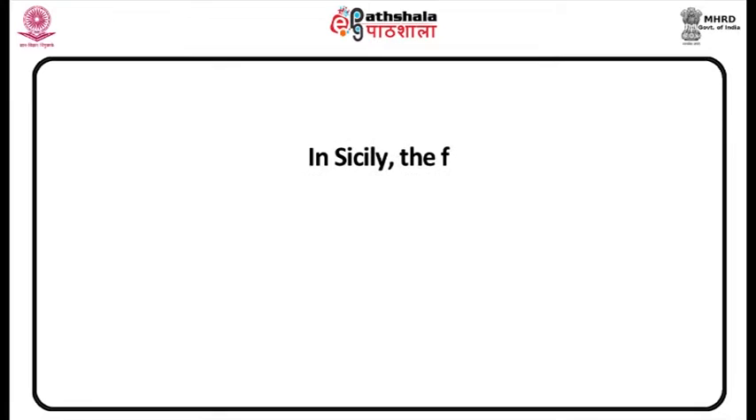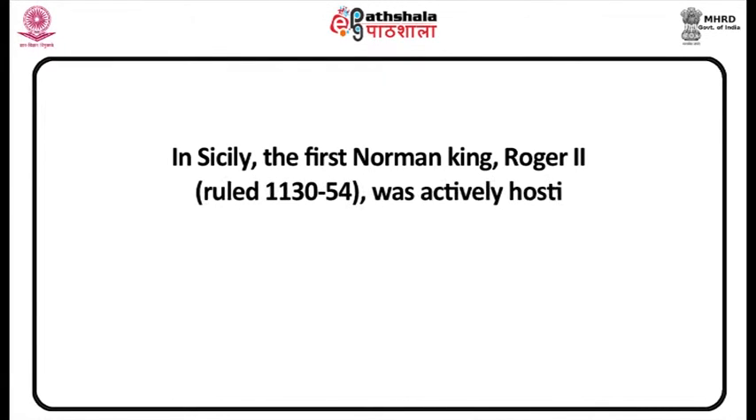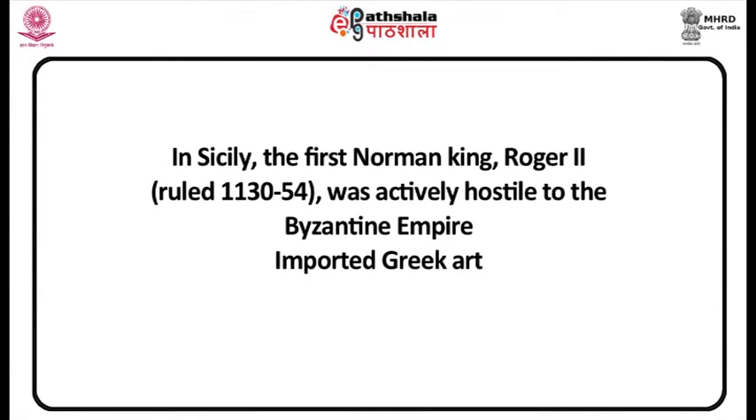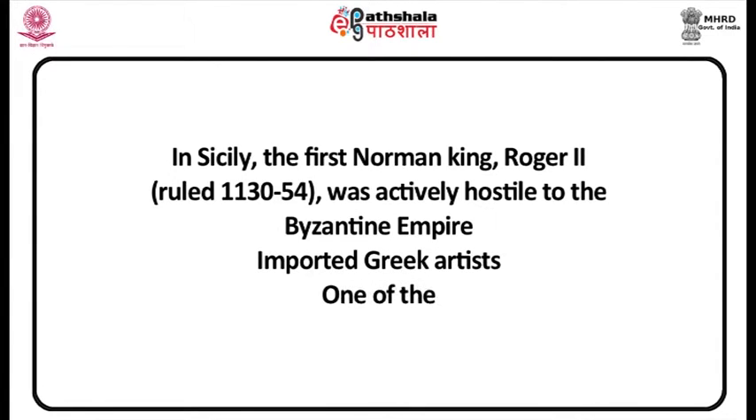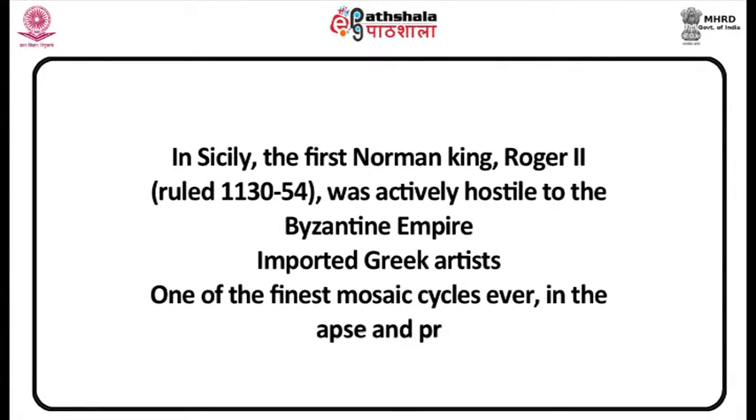In Sicily, the first Norman king, Roger II, who ruled 1130 to 1154, was actively hostile to the Byzantine Empire, yet he imported Greek artists who created one of the finest mosaic cycles ever.